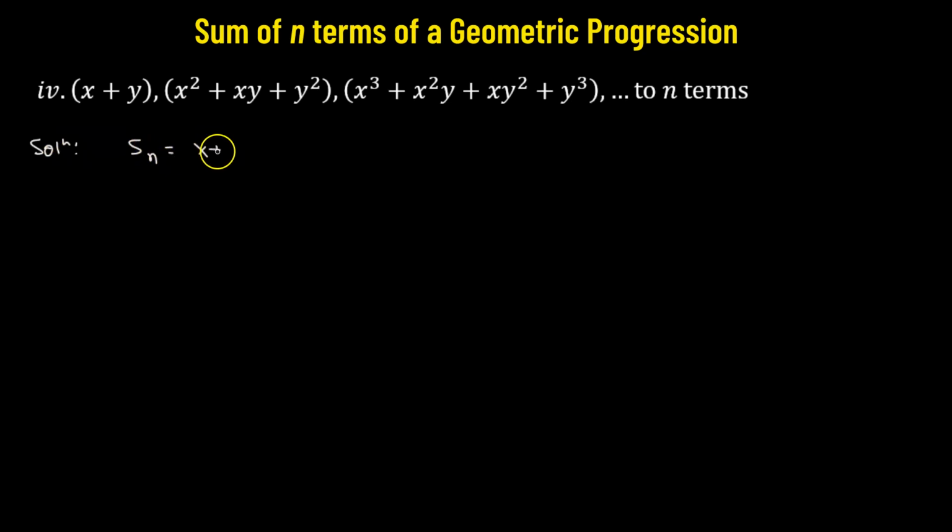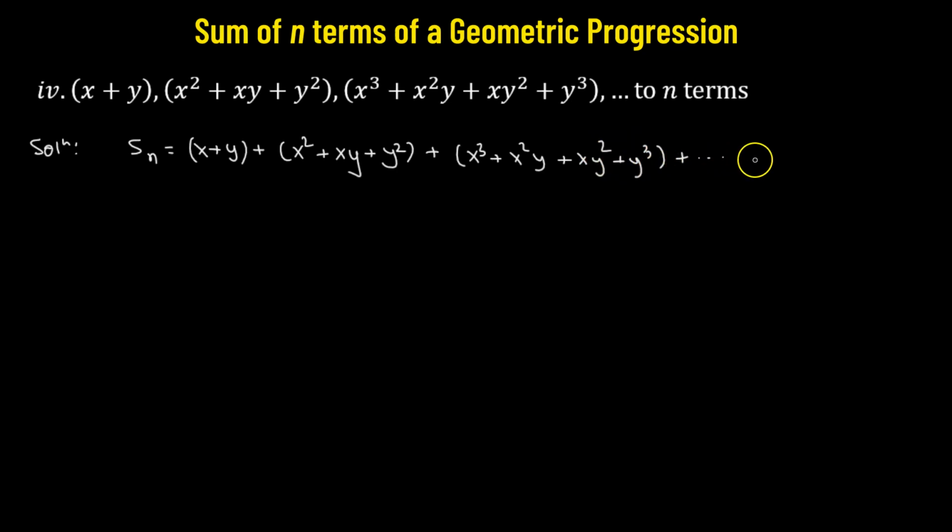So we'll take the first term, which is x plus y, add it to the second term, so that's x squared plus xy plus y squared. That will get added to the third term, which is x cubed plus x squared y plus xy squared plus y cubed, and so on, and goes all the way up to the n terms.